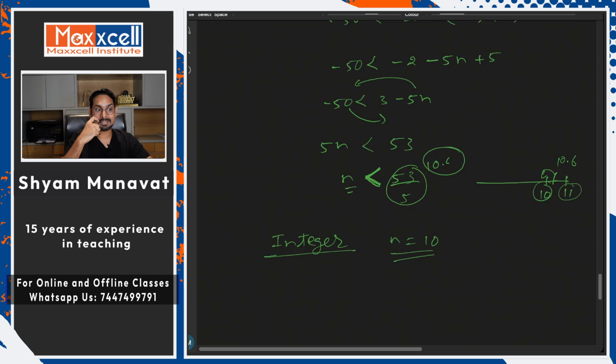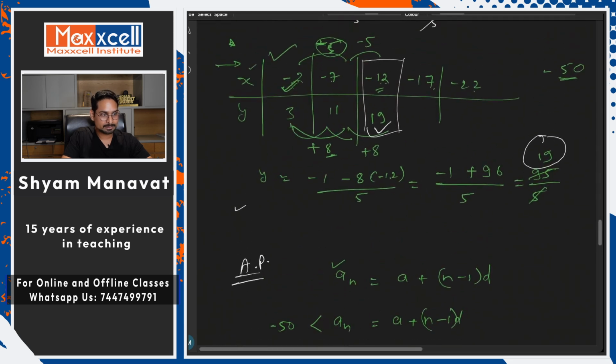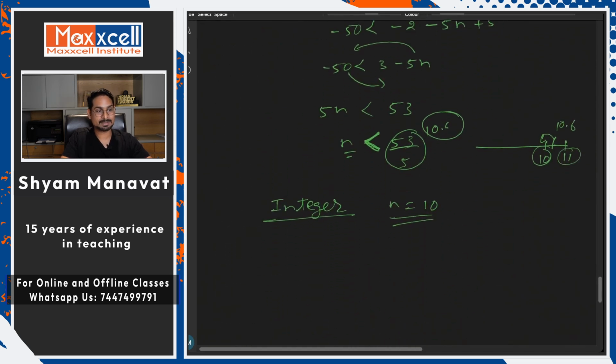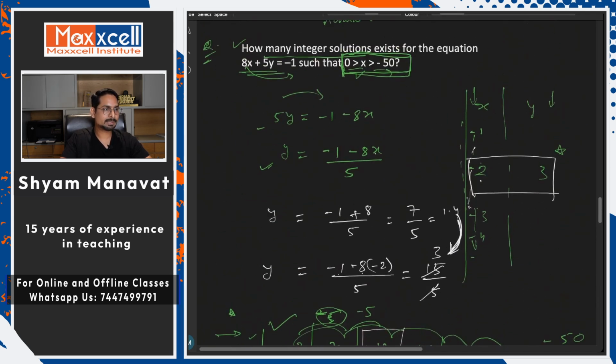That means you will have 10 values like this. That's what you need to find out. How many terms are possible? How many values of x will you have? They are the number of terms: first term, second term, third term, fourth term, fifth term. So how many terms will you have? Here you get the number of terms as 10. So how many integer solutions are possible there? The answer is 10.